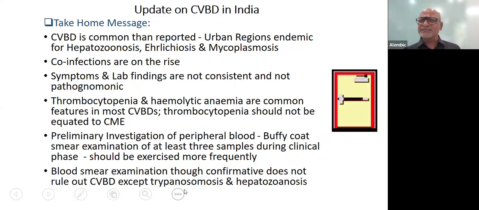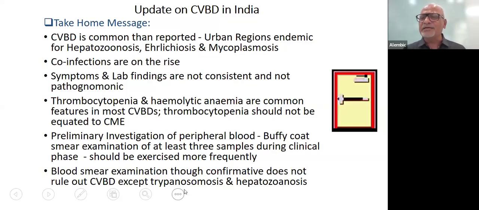But if thrombocyte count is somewhere around 1 lakh, it could be trypanosoma, it could be babesiosis also. So I will not treat it for ehrlichiosis in haste. That is what I mean here, that don't equate it. Then preliminary investigation in the acute phase of infection.